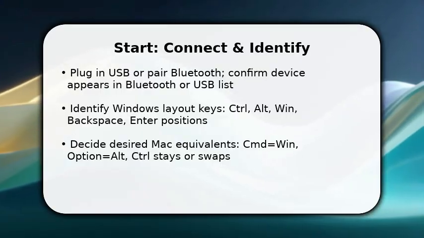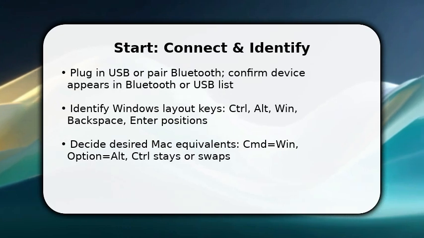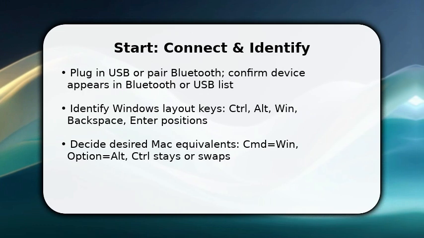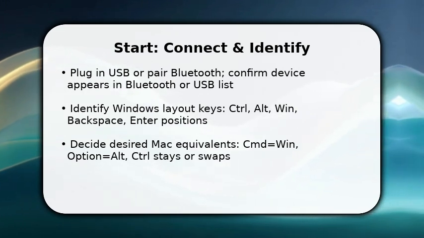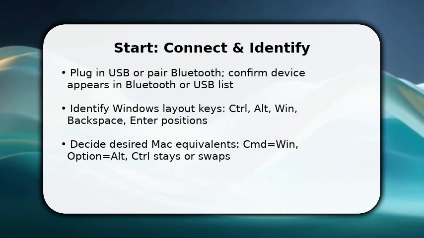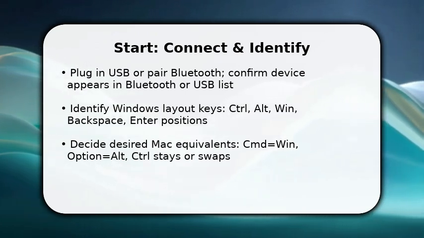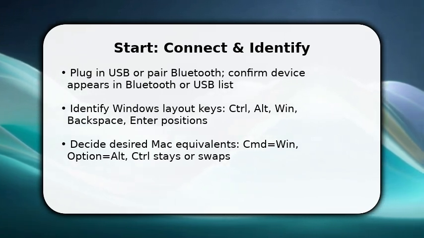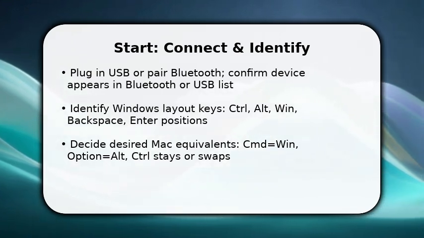You'll begin by connecting the Windows keyboard and confirming the Mac recognizes it. Once done, you must identify which physical keys will act as Command and Option. Look at the lower left grouping: Control, Alt, and Win. Decide whether you want Win to be Command and Alt to be Option, or to keep Control in its role. Make the choice now because the rest of the steps depend on that mapping.